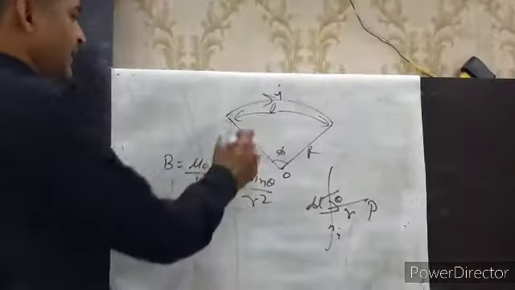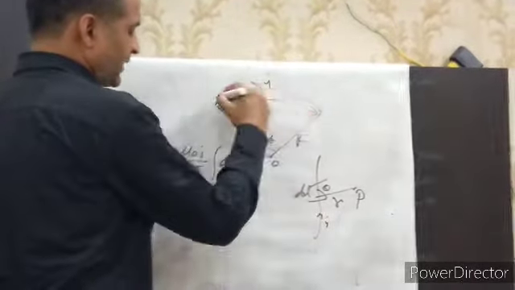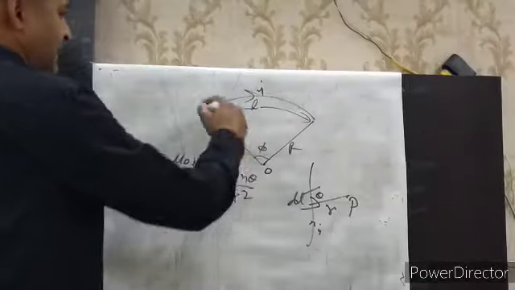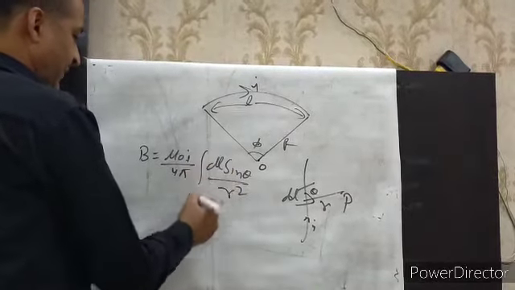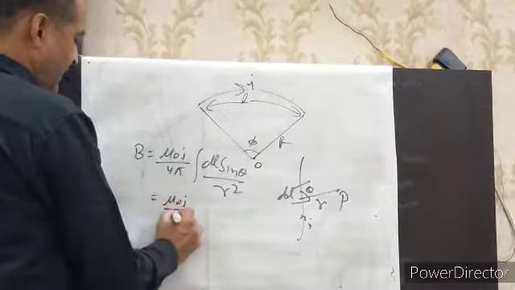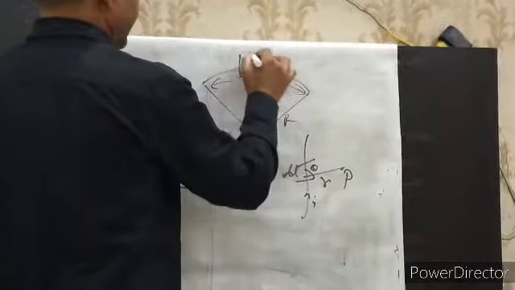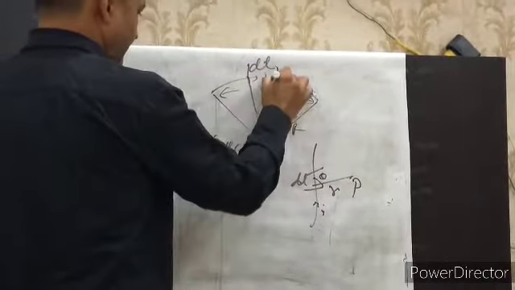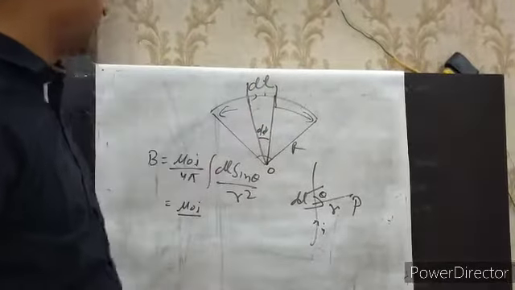Okay. Now suppose we have this wire of length L carrying current I. This entire length of the wire is making angle phi at the center of the loop, which means this is a circular arc. Then using this formula, the Biot-Savart law, we take a small element dl, and dl is making angle d phi at the center.